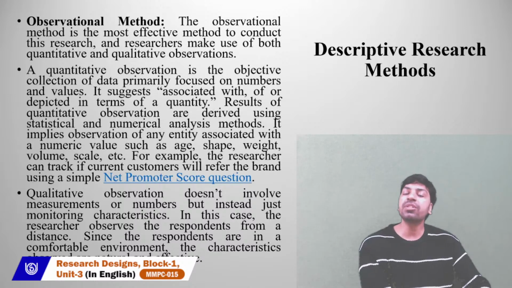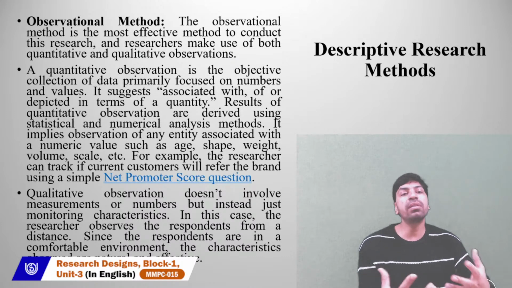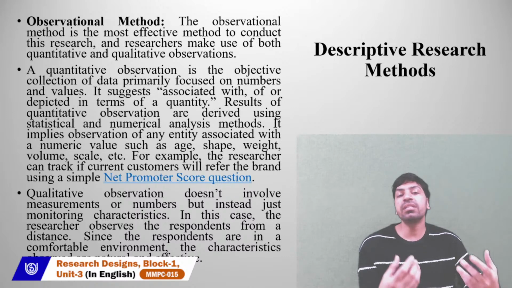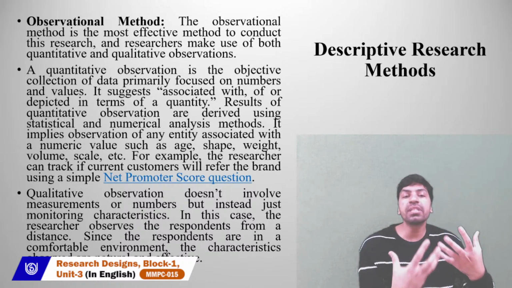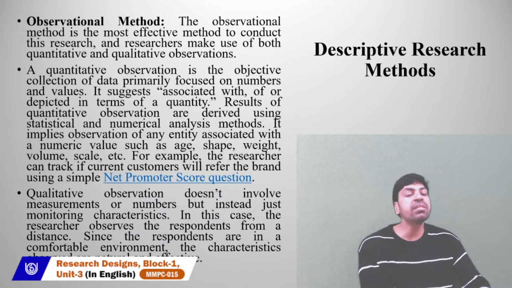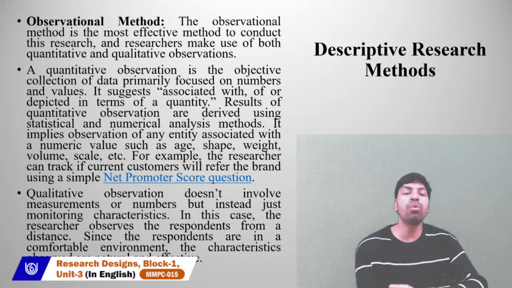To conduct it, researchers make use of two main types of observation, quantitative and qualitative. Quantitative observation is mainly focused on numbers and values. It is always associated with quantities, values, figures, and facts. So the results always come out of descriptive and statistical analysis methods like mean, median, mode, standard deviation, mean deviation, and so on.